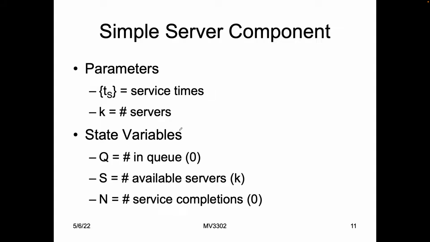And so the simple server component is a kind of stripped down version of the multiple server queue. Because we're not modeling the arrivals, all we need are the service times and the number of servers. Okay, so we're going back to our multiple server queue situation. We have the same two state variables, only now I'm going to add the number of service completions, because that's something we would potentially be interested in. Not the number in the system, the number of service completions.